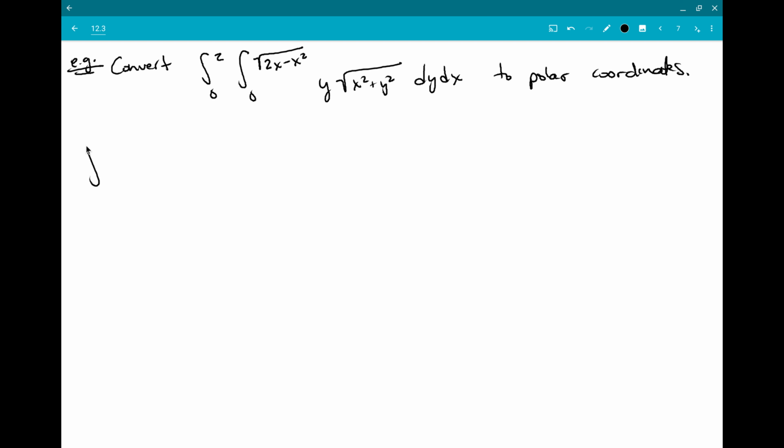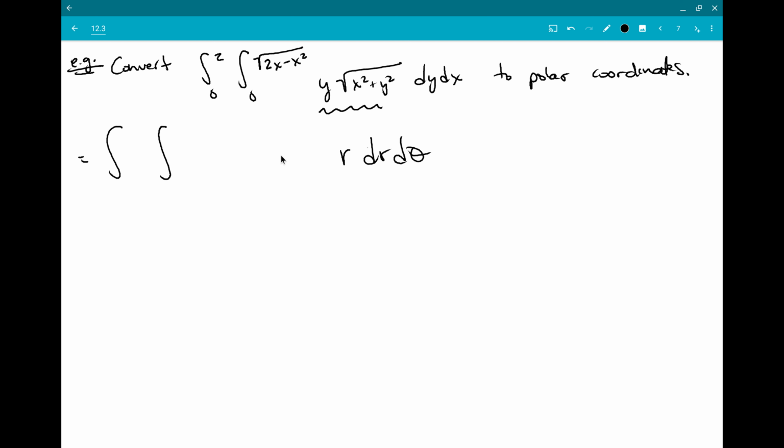And I have to remember that there's a couple different things to do. So I'll go ahead and write dr d theta for now. Maybe we have to change that. But while I'm thinking about it, I'm going to convert my f into polar coordinates.